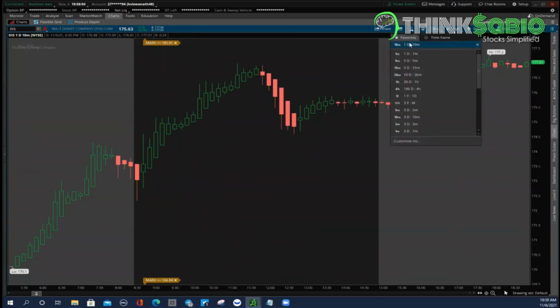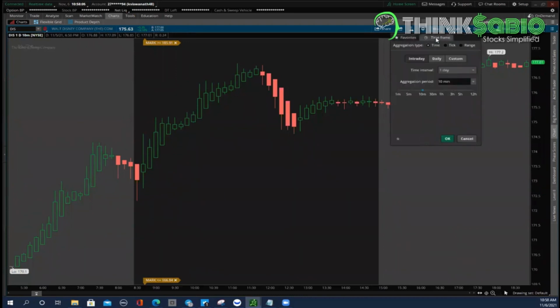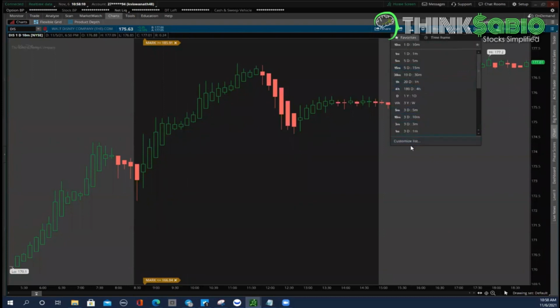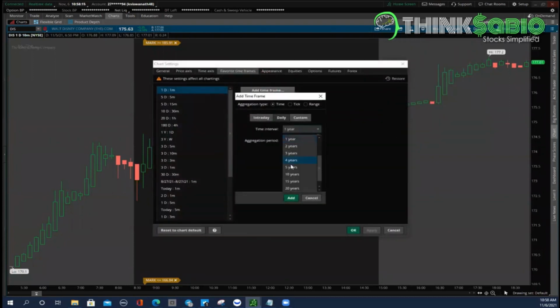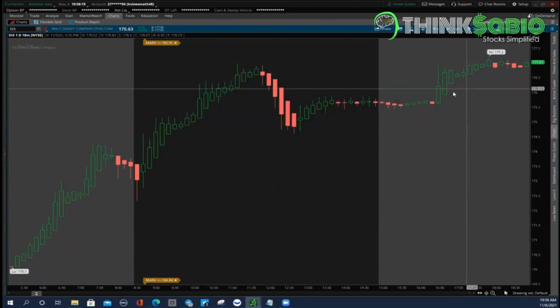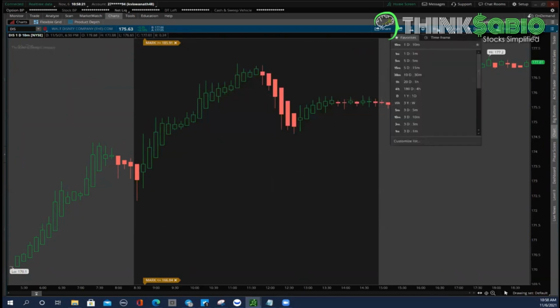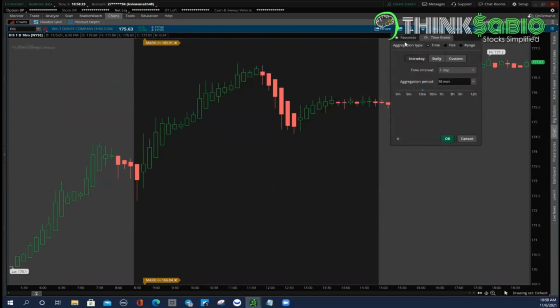So if you want to change it, all you have to do is go to the time frame, click on daily, favorites, click on customize list, add a time frame, and here is where you can add whatever time frame applies to your trading style. All right, now let's move to the next topic, which is the ranges, right?